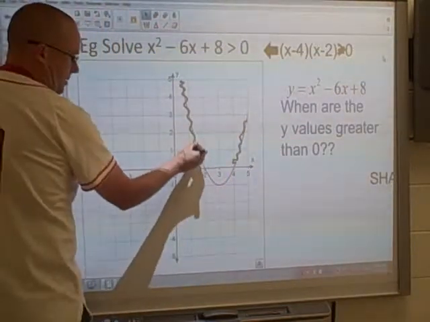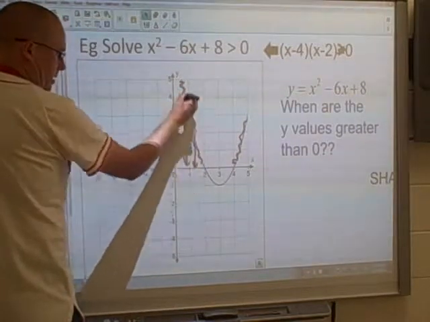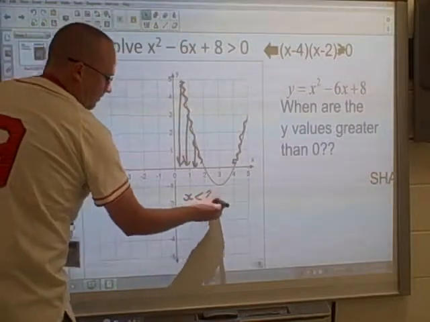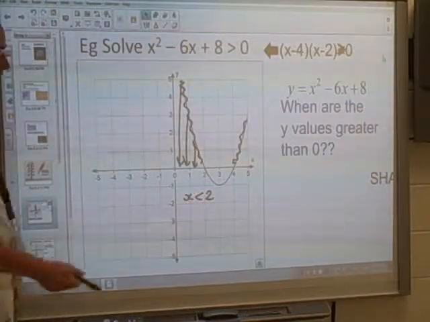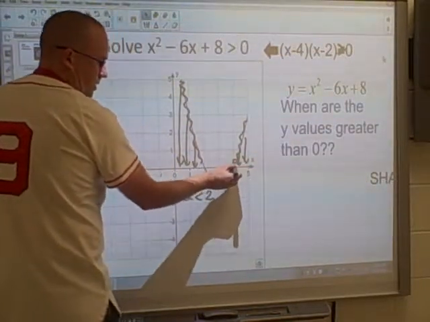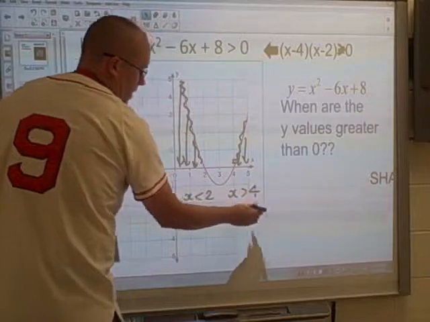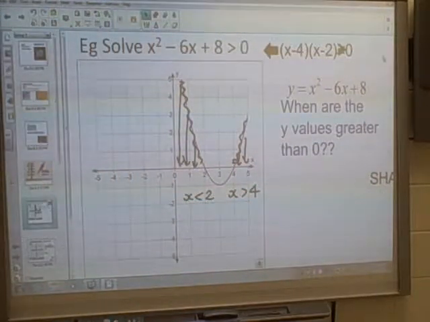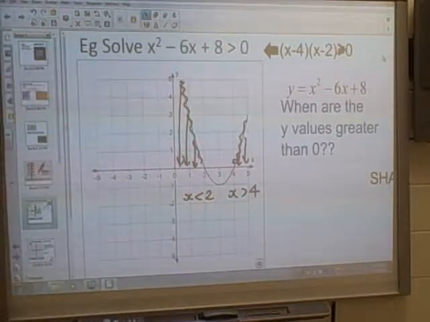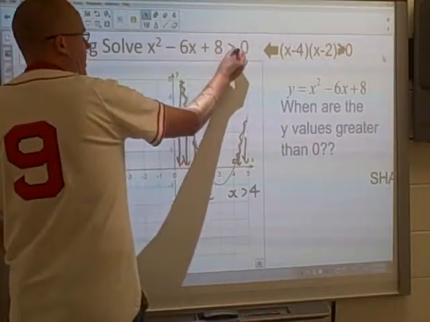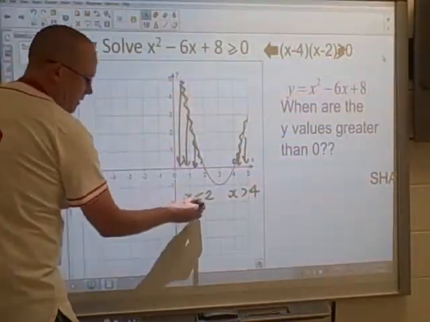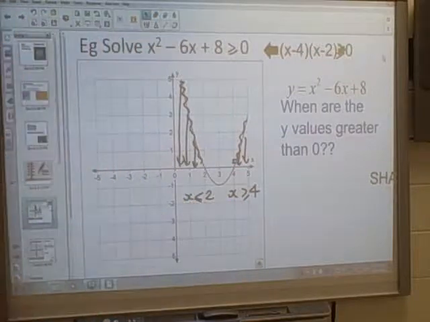Now notice the x values for these points. If I look down here and here, these are all to the left of 2. So what I could say is x is less than 2. Now for all these points on this side, if I was to look at the x values, can you see that all these numbers are greater than 4? So I could put x is greater than 4. Now I'm not going to put equal to on this question because the question up here also doesn't have that. But if the question was to say greater than or equal to 0, I would do the same thing. I would factor, I would draw my graph, and then I would just add on the equal signs to those questions.